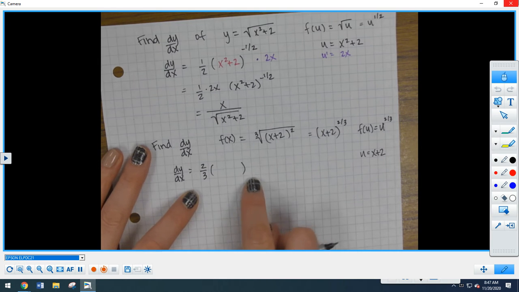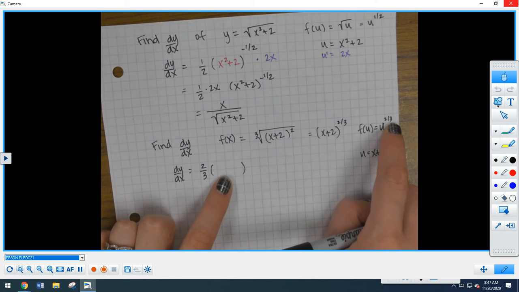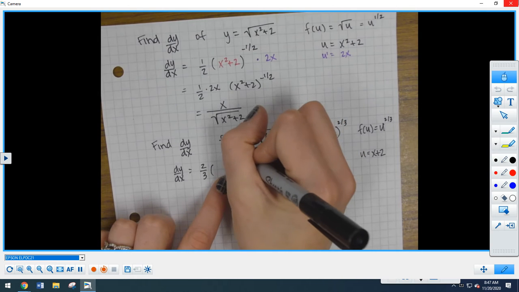I'm kind of leaving my skeleton here. I'll fill that in a moment. 2/3 minus 1. That's what's going to go up here.